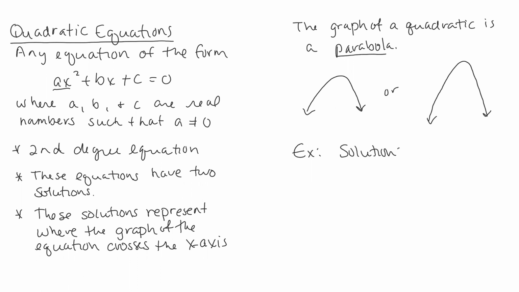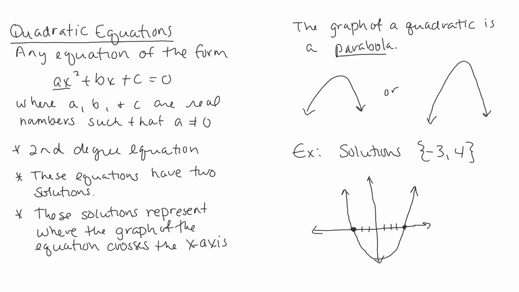All right, so let's say that we had solutions of -3 and 4. So we had some quadratic equation, we solved it, and we found that x was -3 and x was 4. What that would mean for us is if we were to graph this parabola, and this is merely a sketch, okay, I'm not going detailed at all, but I would have an x-intercept at -3 and at 4, and my parabola would do this. All right. And that's it.